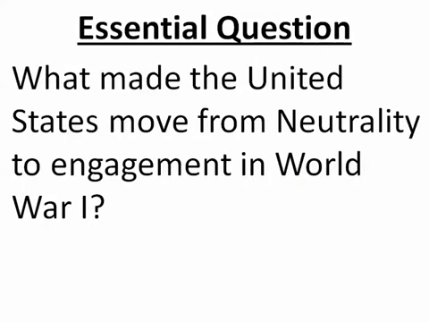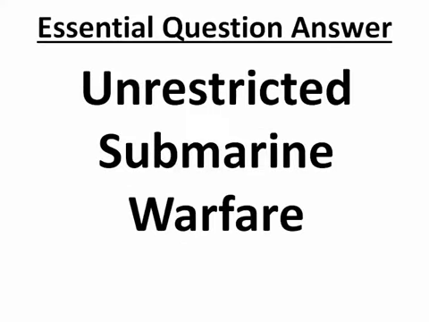So we can ask our question, what made the United States move from neutrality to asking Congress for a declaration of war and then being engaged in the war? Our answer to that is going to be unrestricted submarine warfare. In the language of the standards, this is what they want us to know for the test. This is extremely important.